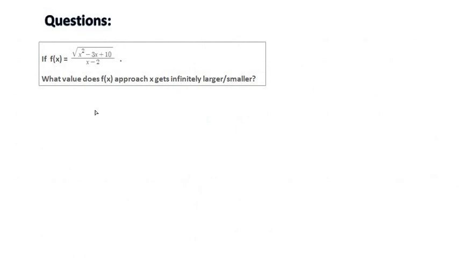Now, this is a different case. If f of x equals the square root of x squared minus 3x plus 10, over x minus 2. Don't get confused by the root. Again, we take the greatest power, but with the root over the greatest power down. The square root of x squared is the absolute value of x, over x.